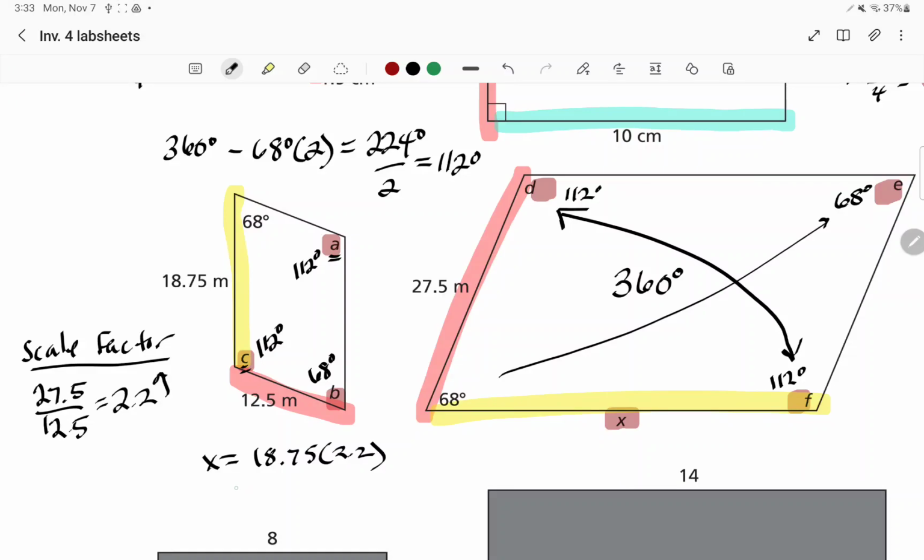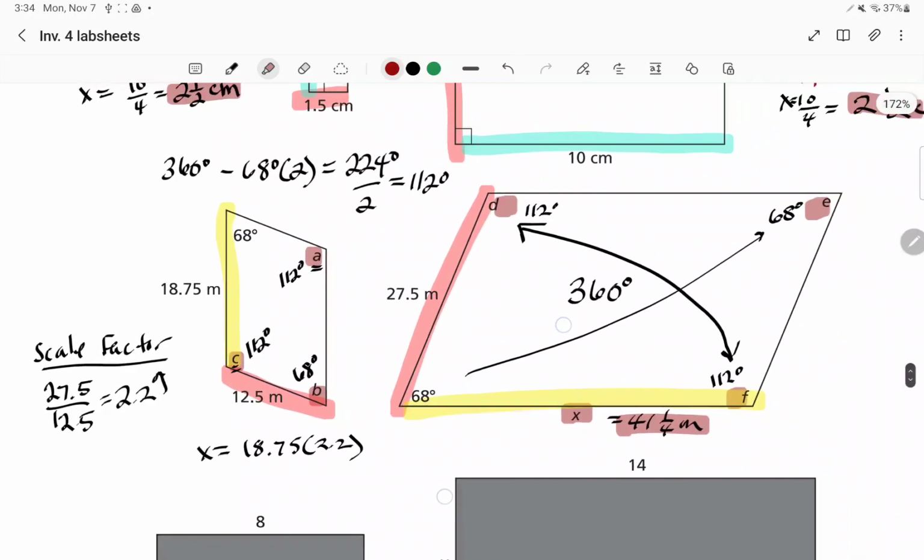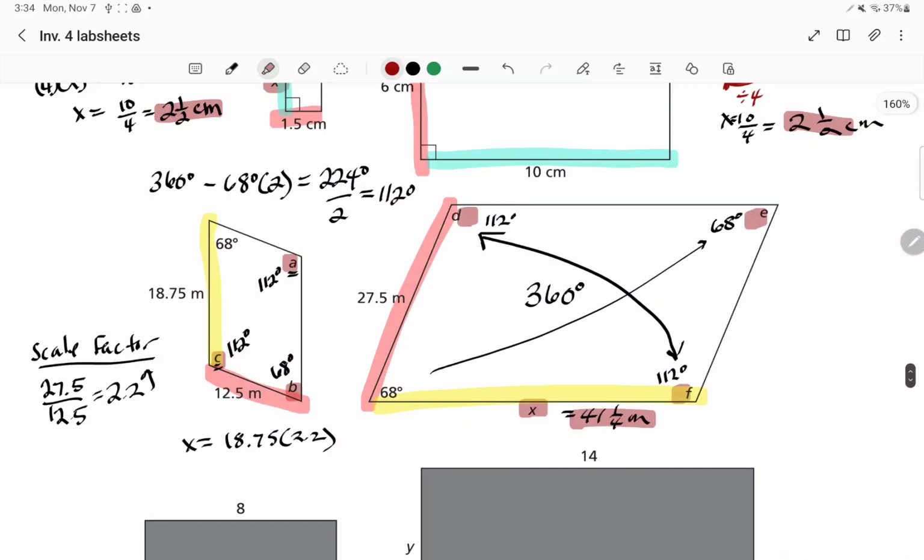Which gives us 41, so this is going to be 41 and 1/4 meters. So our answer for x here is 41 and 1/4 meters. When you are doing this on your homework, your tests, your quizzes, make sure you have your answers clearly labeled so it's a lot easier for me to grade. If I needed to go search for it, I likely won't find it.